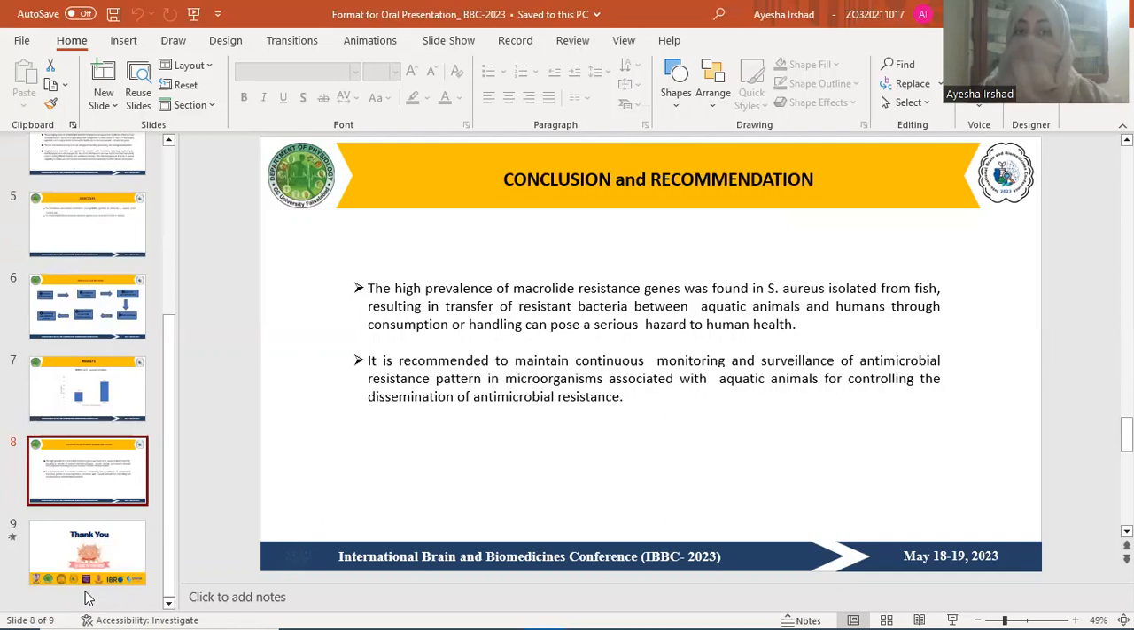So it is recommended that there should be a continuous monitoring and surveillance on the antimicrobial resistance pattern in organisms, especially microorganisms, so that we can control the spreading of these resistant genes to other animals and humans, because it makes the treatment of some other infection and critical diseases more complicated.